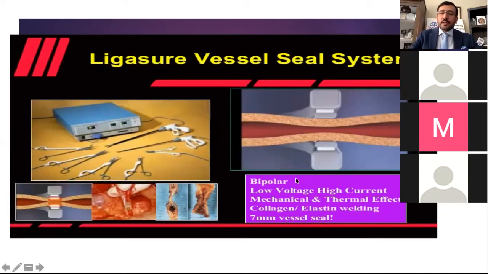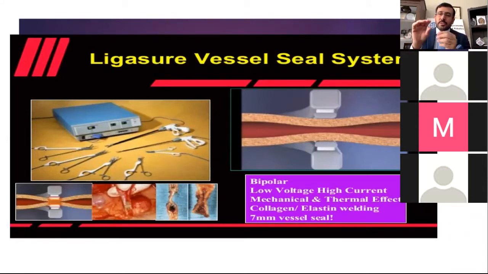This is low voltage, high current, with mechanical and thermal effect, and also collagen and elastin building. One thing I must tell you during sealing, this is very important, because I personally faced this issue about 6-7 years ago. When you are sealing the vessel, there is no need for more traction. This is protein coagulation and then sealing. The vessel should not be under traction, especially the short gastric vessels, where there is a chance of bleeding. It must be relaxed, not in tension. Then there will be more coagulation.